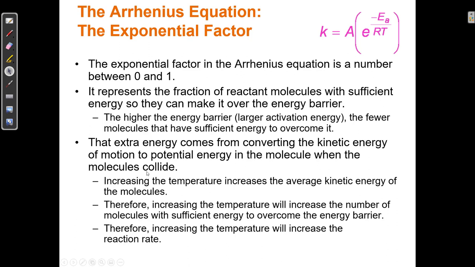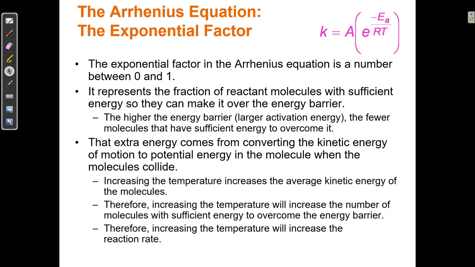So the extra energy comes from converting the kinetic energy of motion to potential energy in the molecule when the molecules collide. So these particles are bouncing around with lots of kinetic energy, and then when they hit each other, imagine that the particles are like cannonballs with a slinky or a spring between them, right? And so we're thinking of these oxygen molecules that are two atoms that have a bond, and the bond is like a spring. Well, when these molecules are bouncing around a box, if one of them hits the other in just the right way, it might cause that spring to start vibrating like crazy.